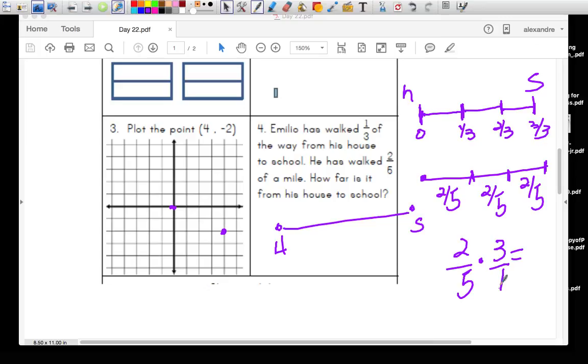okay, put the whole number over 1. 2 times 3 is 6. 5 times 1 is 5. 6/5 of a mile. 6 over 5 miles, or 5 goes into 6 one time, 1 left over, 1 and 1/5 of a mile. So here's the distance. You can add these 3 up, 2/5 plus 2/5 plus 2/5, or you can multiply 2/5 times 3, and you get this as your final answer.